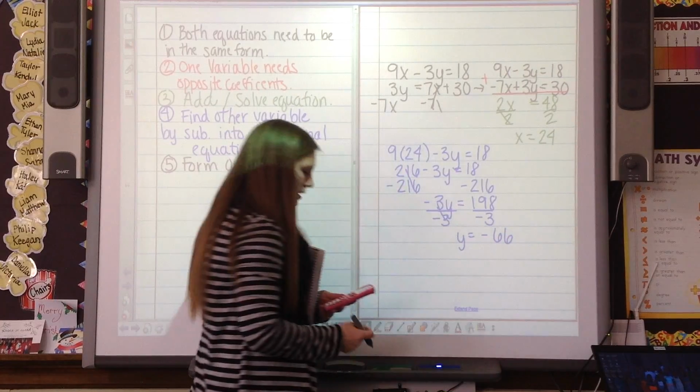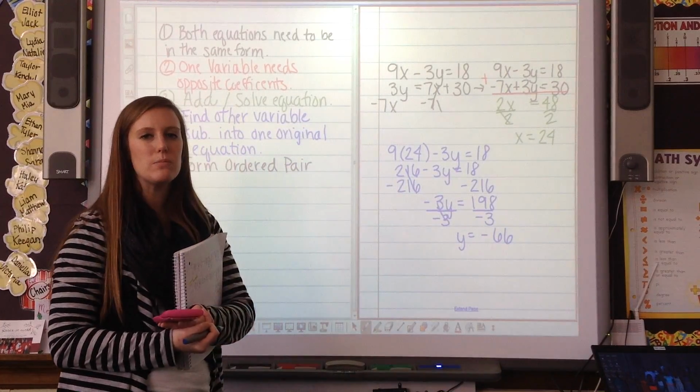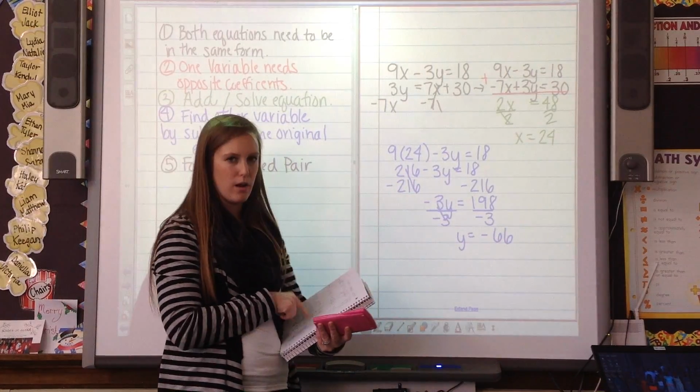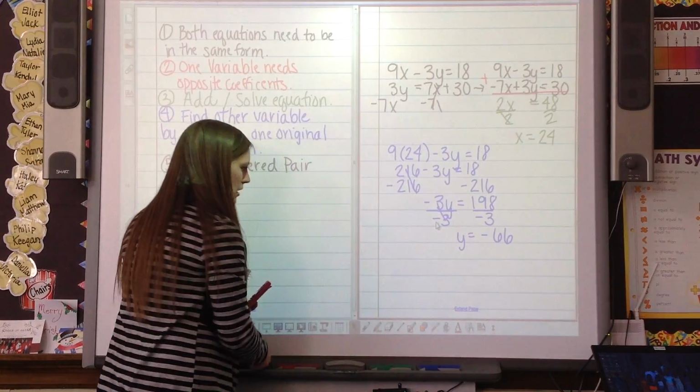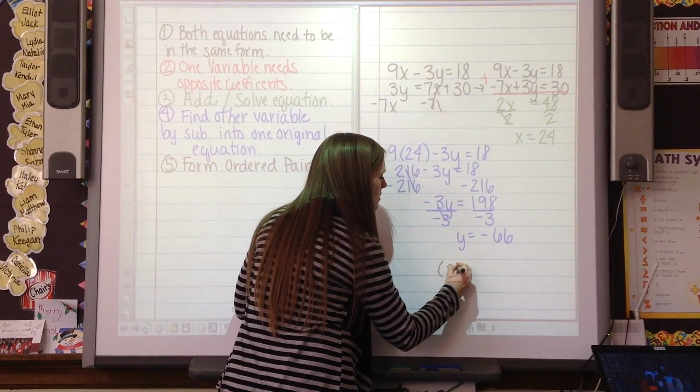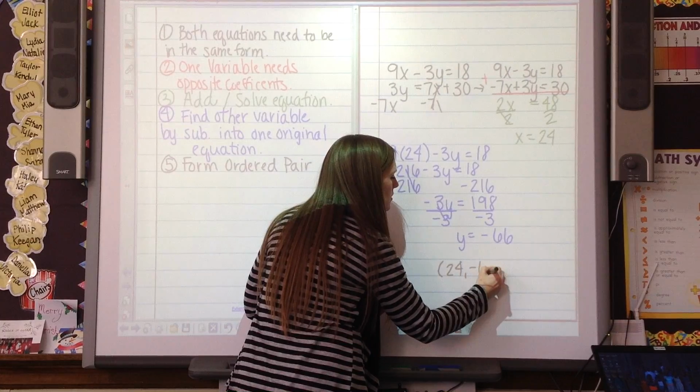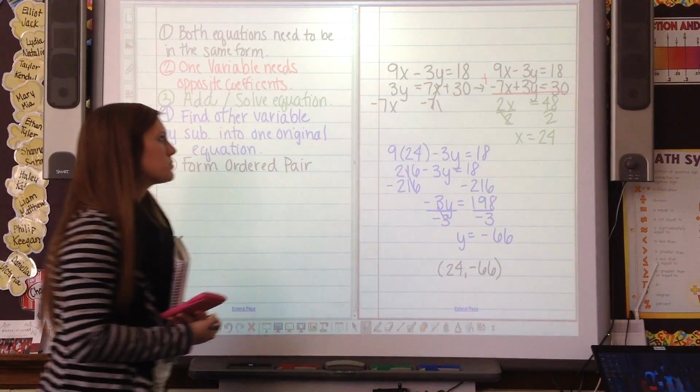Now you're not going to get big numbers like that. That's only because I copied the problem down wrong from my notebook. You should get nicer numbers. But that works for this problem.